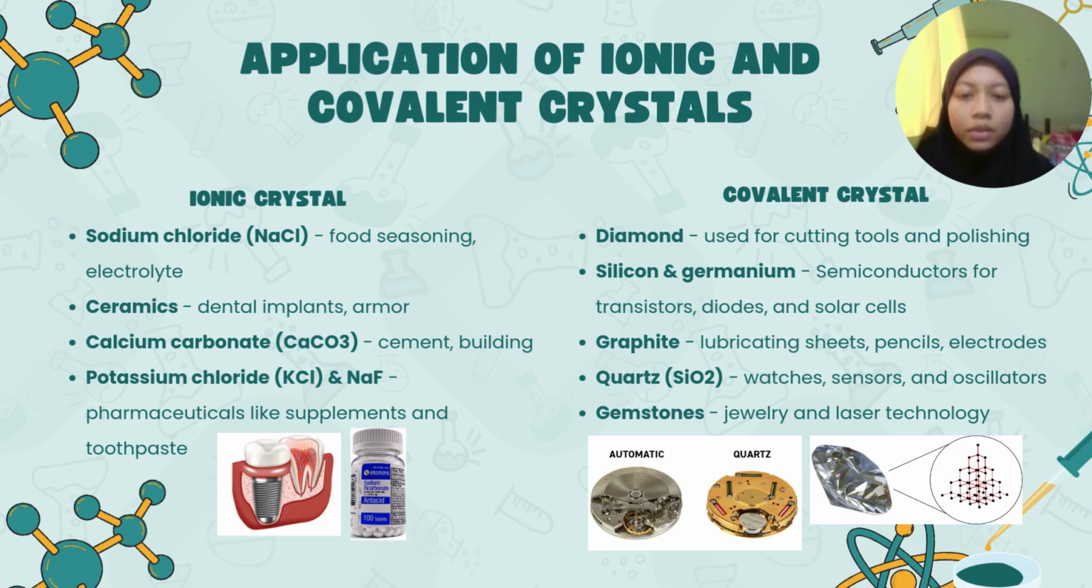For ceramics, we have dental implants and also armor, because from this picture we can see that the green one is the ceramic, and this material is hard, strong, and resistant to heat and wear, making it suitable for use inside the human body. We also have calcium carbonate that is used for cement and building because it can withstand high heat and pressure over time, making it very hard.